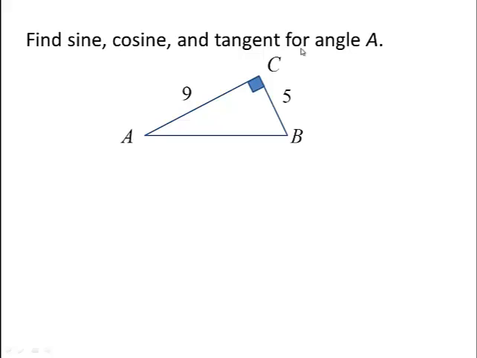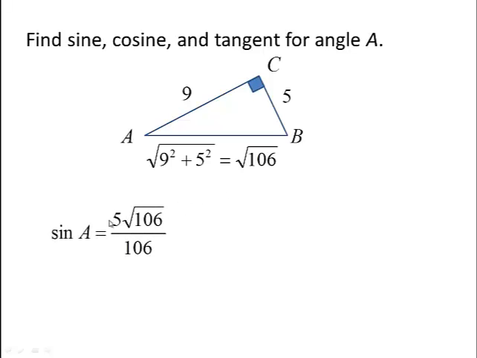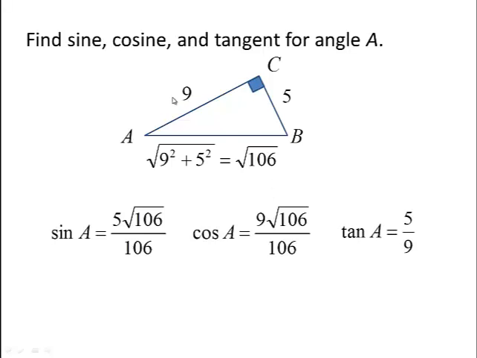Find the sine, cosine, and the tangent for angle A. So here's angle A. We know that the Pythagorean theorem will give me the third side, which is the square root of 106. And sine is opposite side to angle A, which is 5, opposite over hypotenuse. And just rationalizing the denominator. Cosine is adjacent over hypotenuse. And tangent is opposite over adjacent.